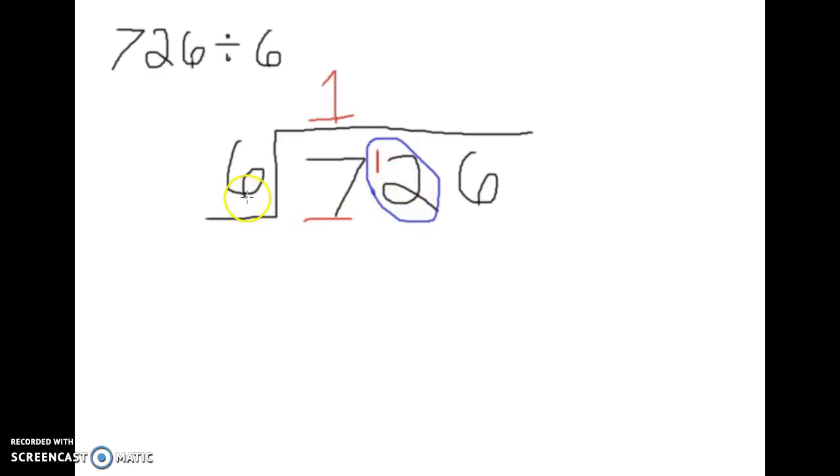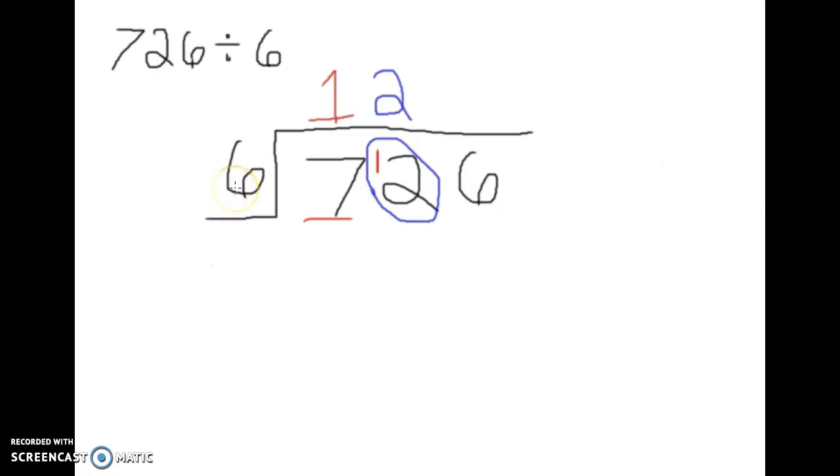So now we're going to look at 6 again, our divisor, and we're going to ask ourselves, how many times does 6 go into 12? Well, we know that 6 times 2 equals 12. So 6 goes into 12 2 times. We don't have a remainder for that one, so we don't have to put anything over here with our last number, which is quite convenient.